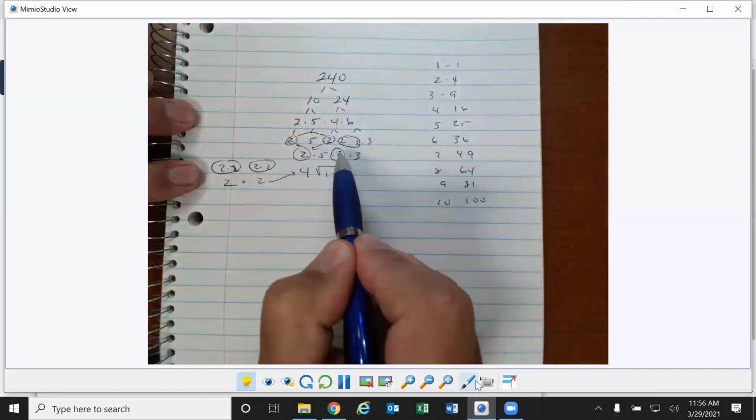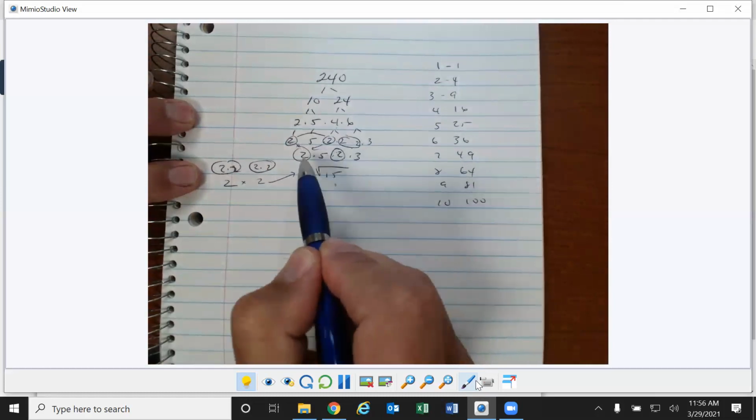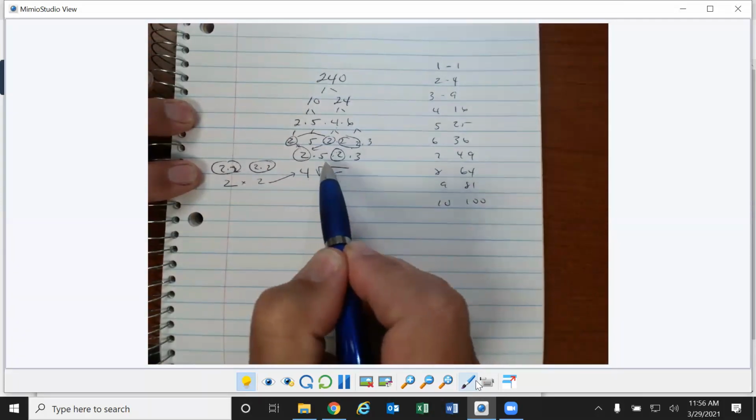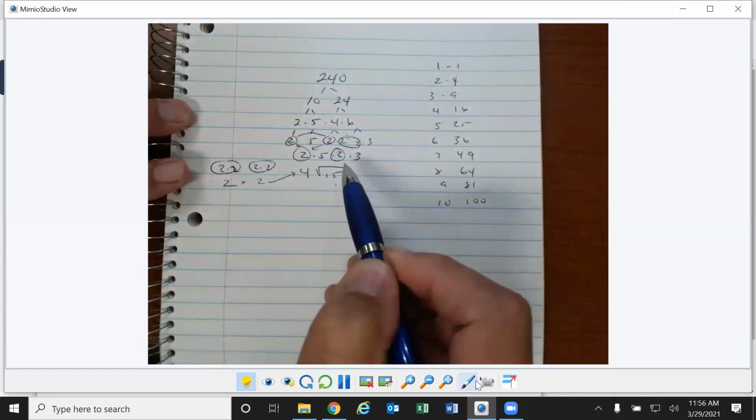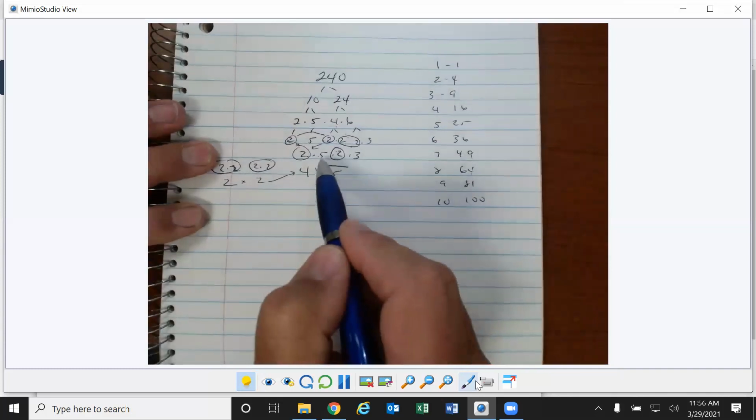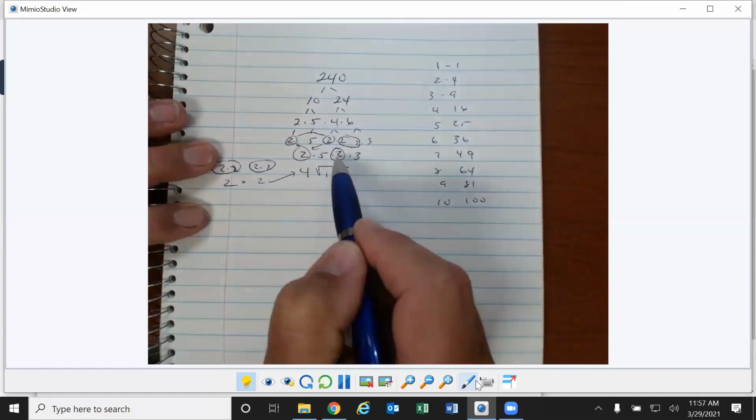These two pair make a 2. You multiply the 2 that make pairs, or the ones you got circled, and the ones that aren't circled go inside. So make sure you focus on this. The ones that are not circled get multiplied and go inside. The ones that we circled, we take the pairs that they have.